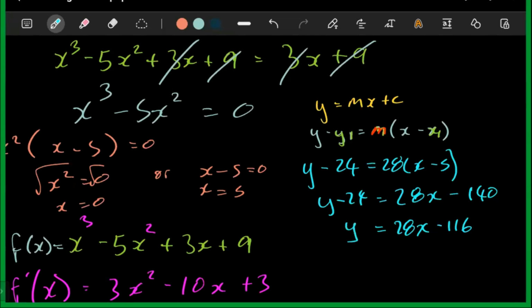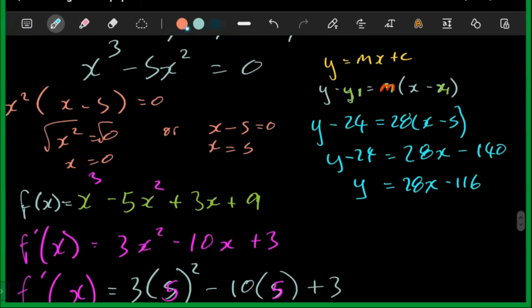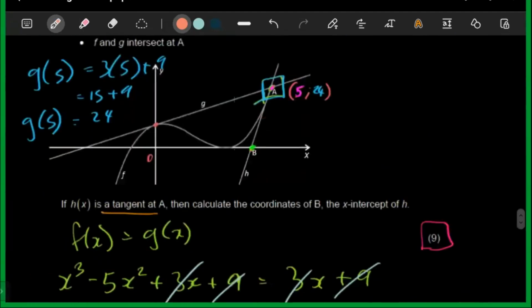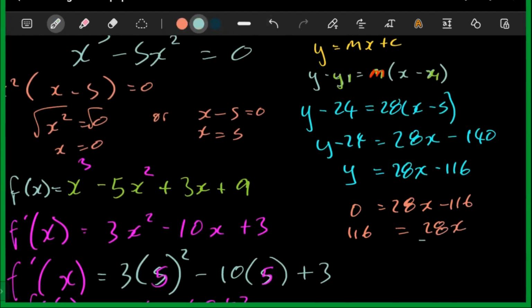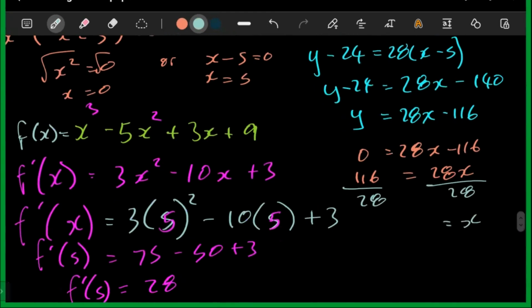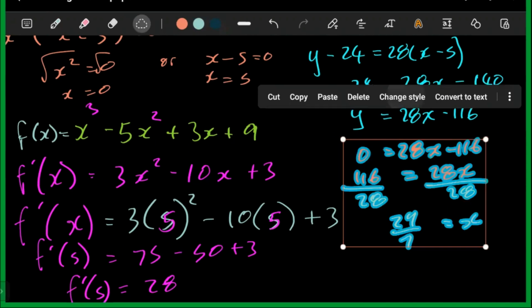There you go. So here you want to get the x-intercept, so you make y a 0. So y becomes 0 here: 28x minus 116 equals 0. This is like positive 116, and then this is 28x. So you're going to divide both sides by 28. Our x value is equal to 29 over 7.